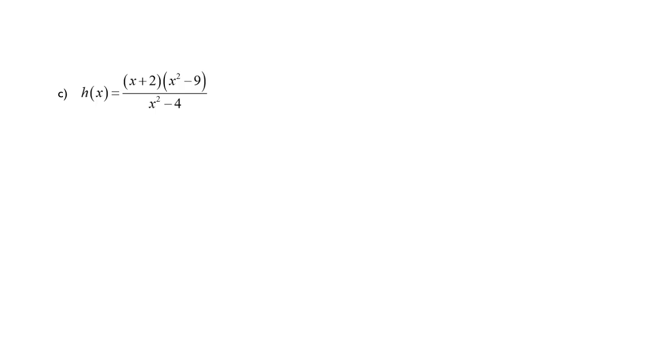Welcome to part 7 on rational functions. We're going to graph h of x equals (x plus 2) times (x squared minus 9) all over (x squared minus 4). We will factor this first.